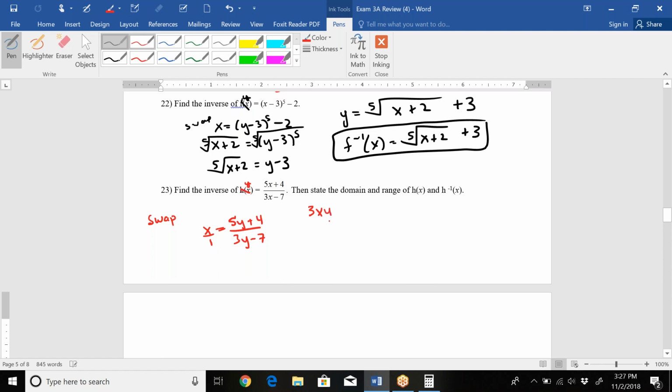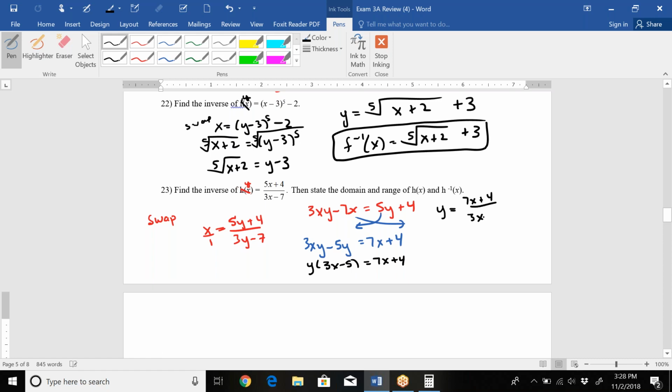So 3xy minus 7x, that's distributing x to both of these, equals 5y times 1 plus 4 times 1. Your goal is to get the y's together, so we're going to move all the y's to one side, and anything that's not a y to the other side. So this will be 3xy minus 5y equals, that would add over and be 7x plus 4. You can now factor out a y that they have in common on the left side. So that's 3x minus 5. That got us down to 1y. That was the key here. And then we divide it. So y equals 7x plus 4 over 3x minus 5.